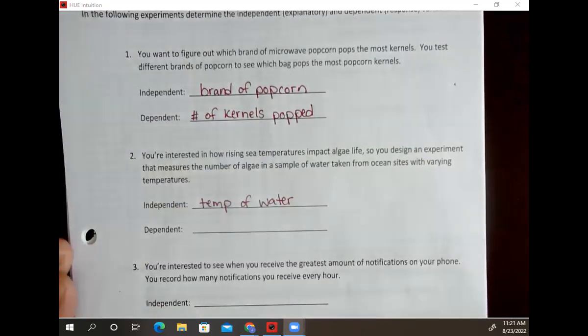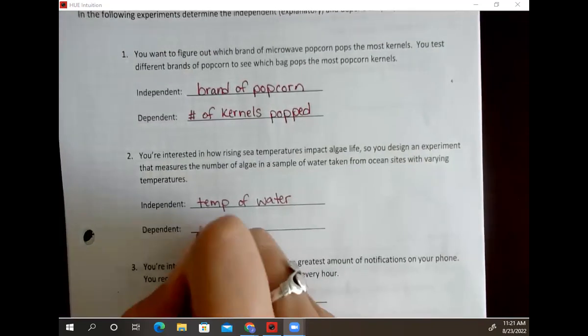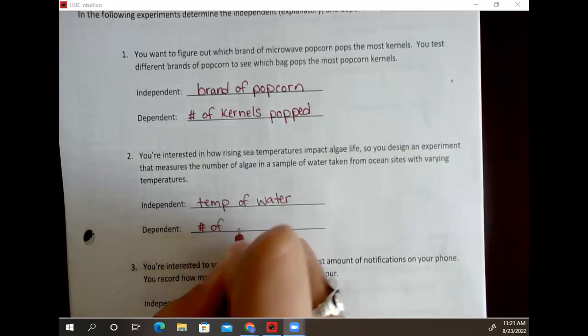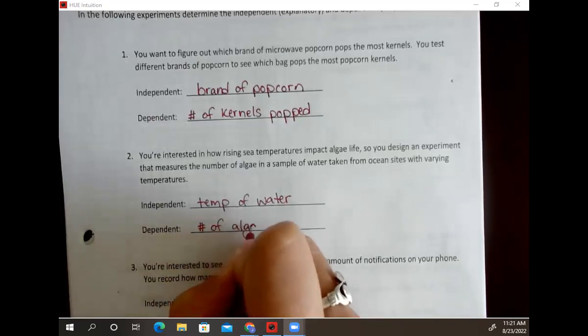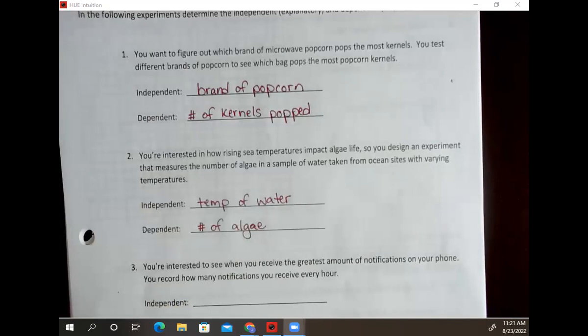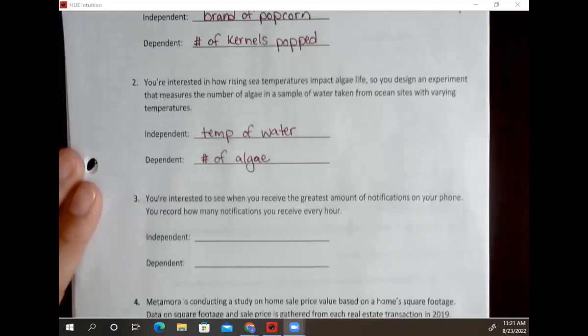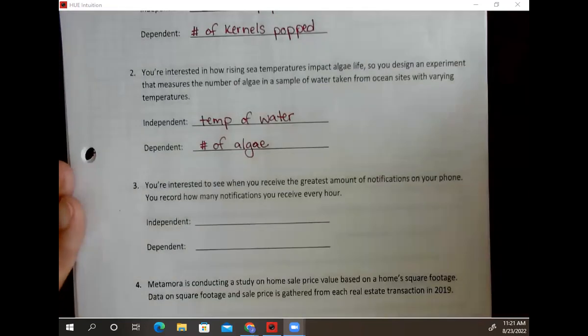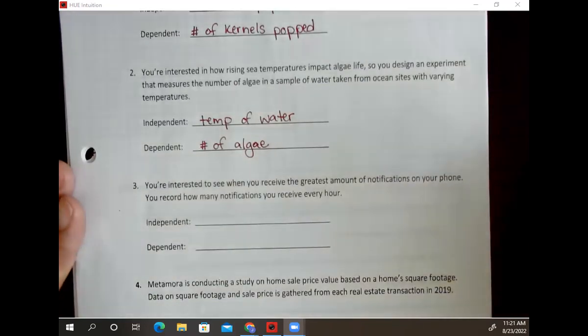Then what's the dependent variable? What's the thing I'm measuring? What are we measuring here? That algae, right? I get back to my lab, or maybe I've got a microscope on my boat, and I'm looking at how many algae are in this sample of water. Very good. Number 3, you're interested to see when you receive the greatest amount of notifications on your phone.